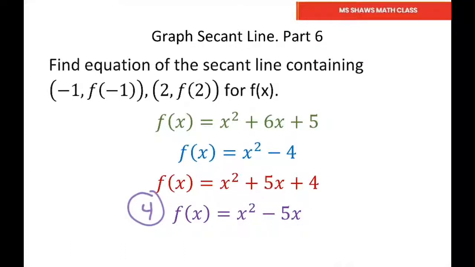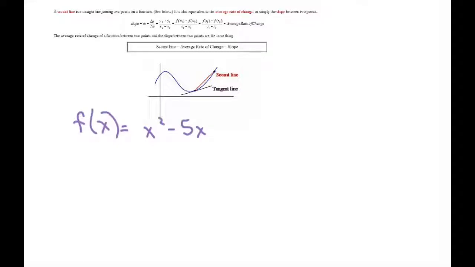Everyone, we're going to graph the secant line for this number 4 here. From -1 to 2, we're going to have to find our y values, and we're also going to write the equation of the secant line containing those 2 points. So we get started. The secant line is just the average rate of change of this curve here.